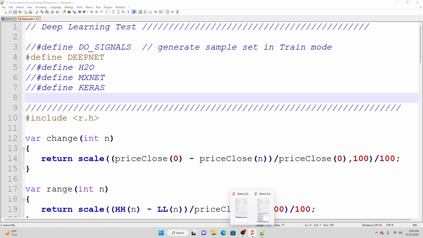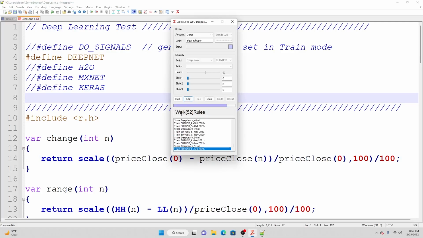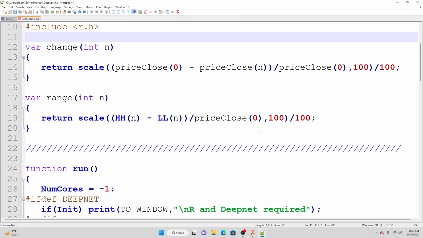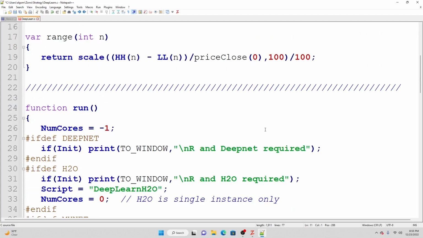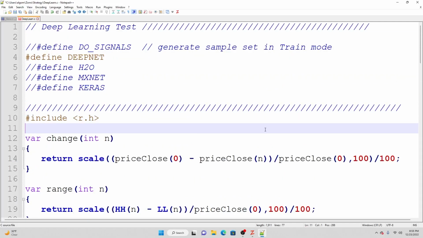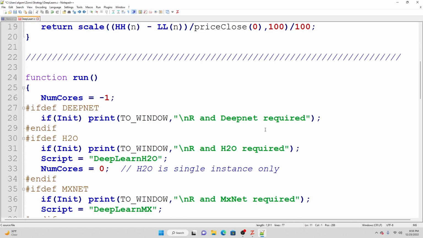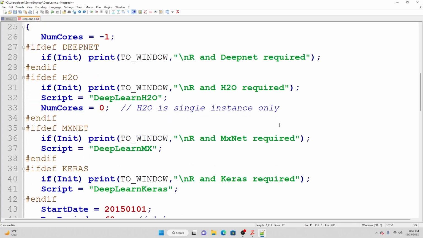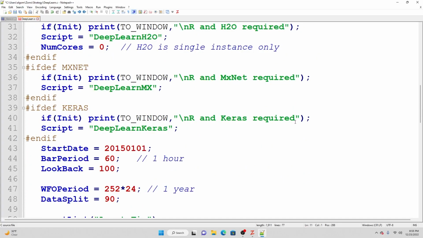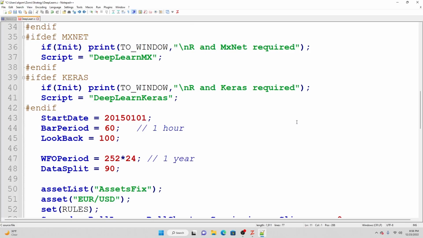Okay, so one last word here. What kind of a training is this? Walk 52. Well, if you watch our first video here on YouTube, or watch it now if you didn't, this is not just a simple optimization. This is a walk forward optimization. So basically, what we're doing here is training the neural network in several splits.